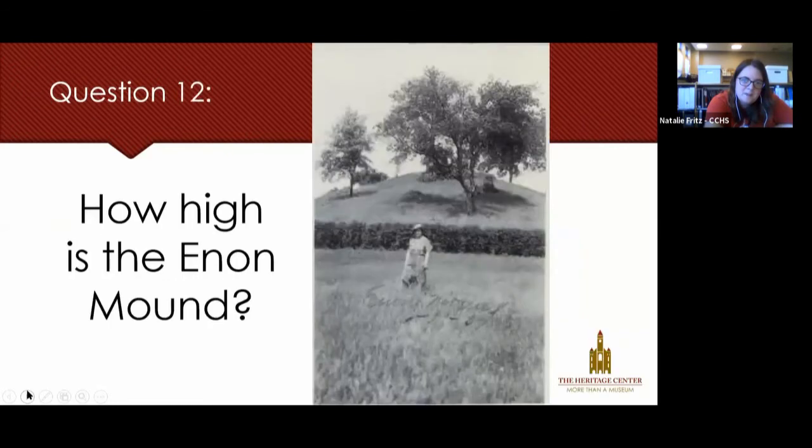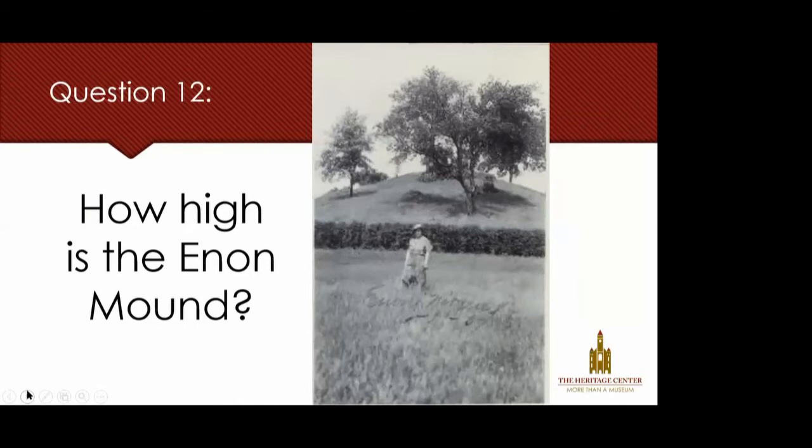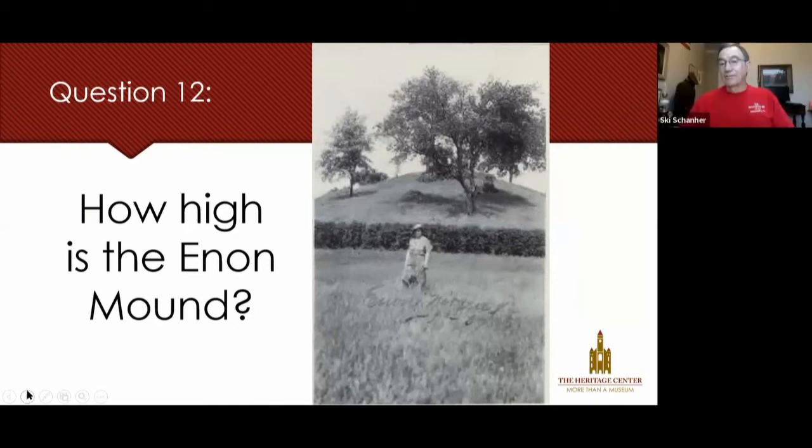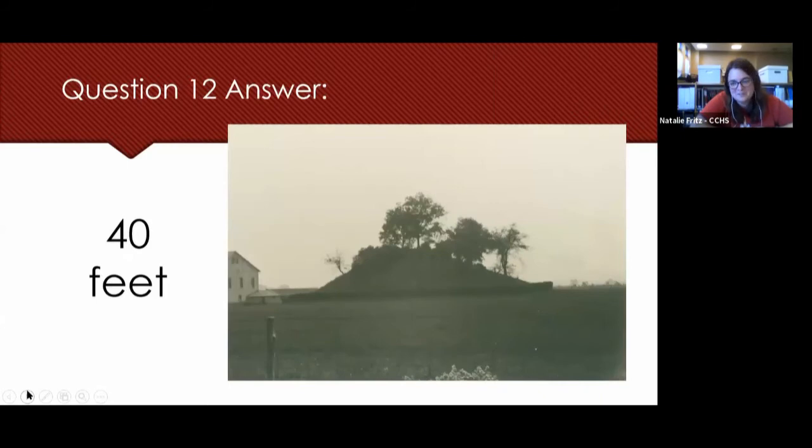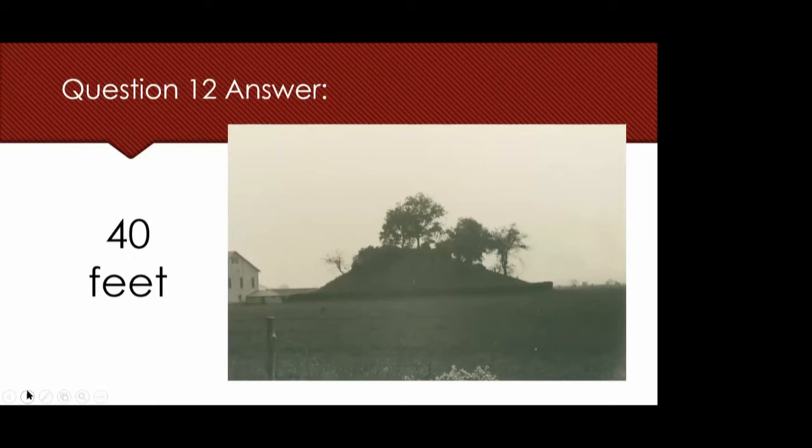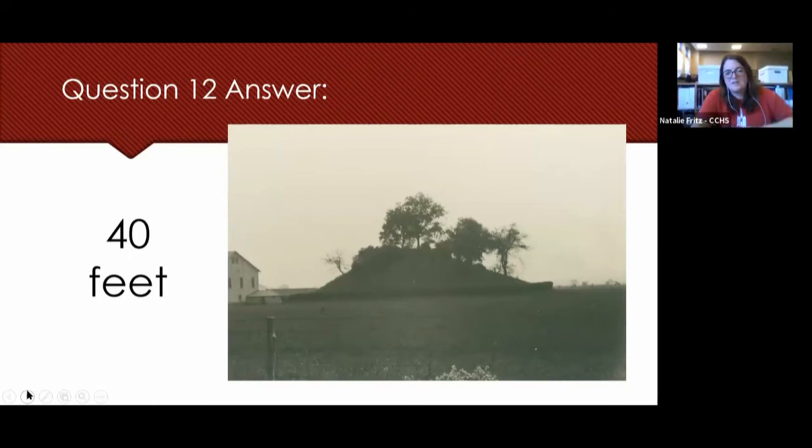Okay. Question 12. How high is the Enon Mound? Anyone have a guess? 25 feet, just a guess. Well, it's 40 feet. Oh. So this is a picture from the 1930s from our Houston Moores collection. But this stands in Enon, near the Enon log house. And there's a roundabout there to drive around it.